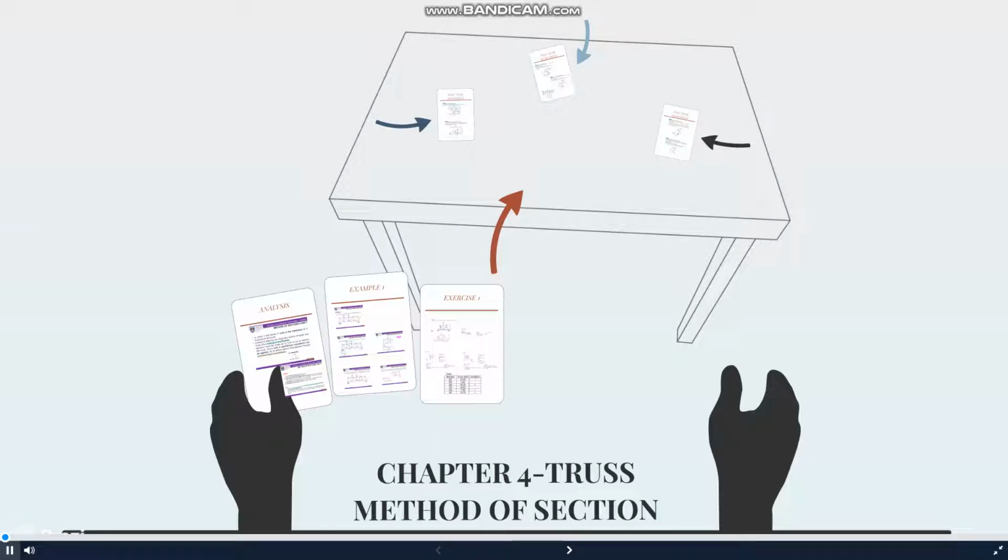Hi everyone, good to see you again. So today we are going to learn about chapter 4, truss methods of section.